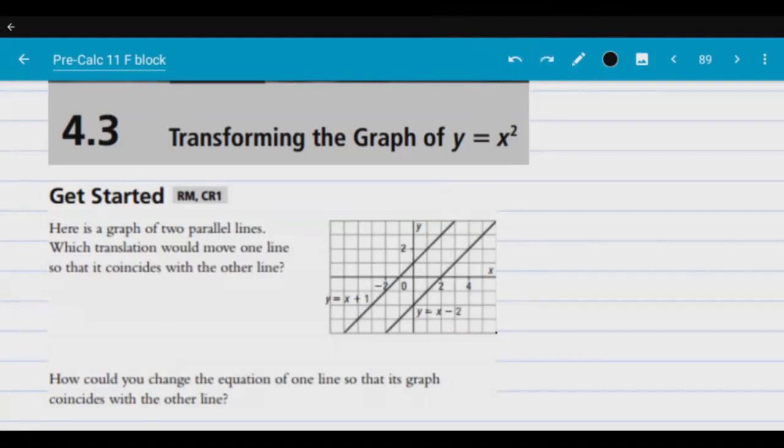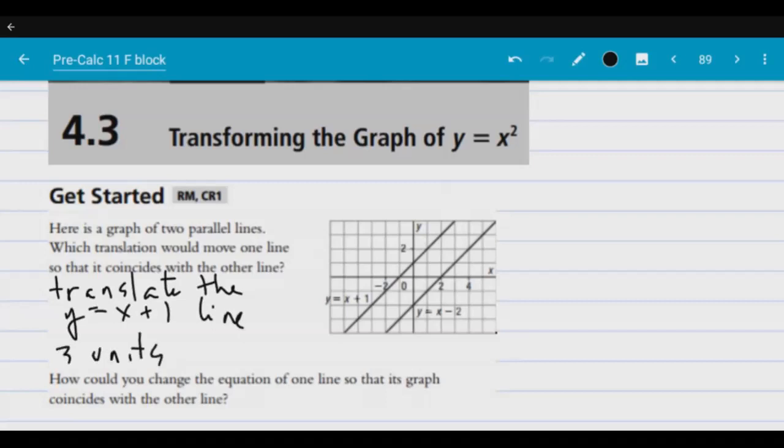So that means translate the y equals x plus 1 line 3 units down. Now, if you do it this way, you will be moving this up instead. You will translate the y equals x minus 2 line 3 units up.